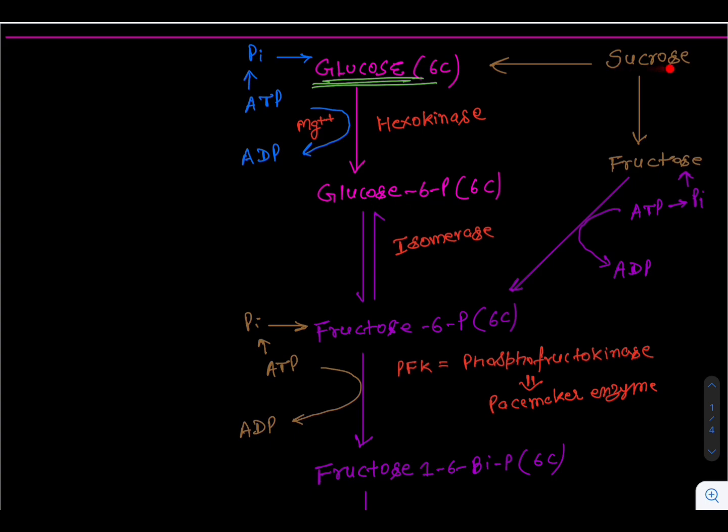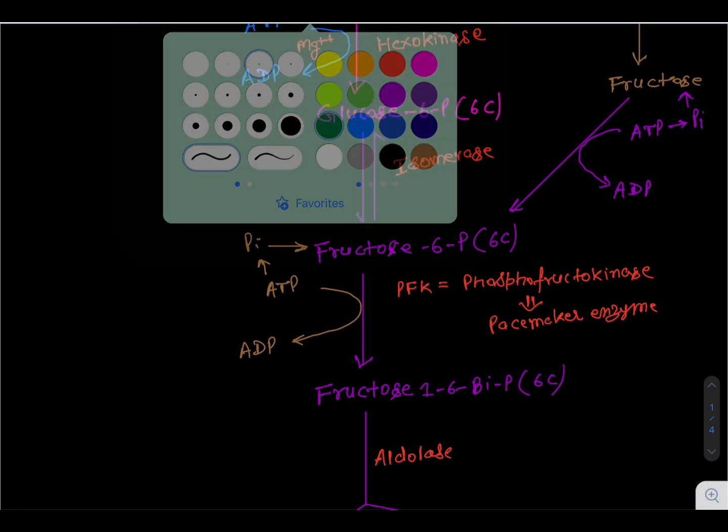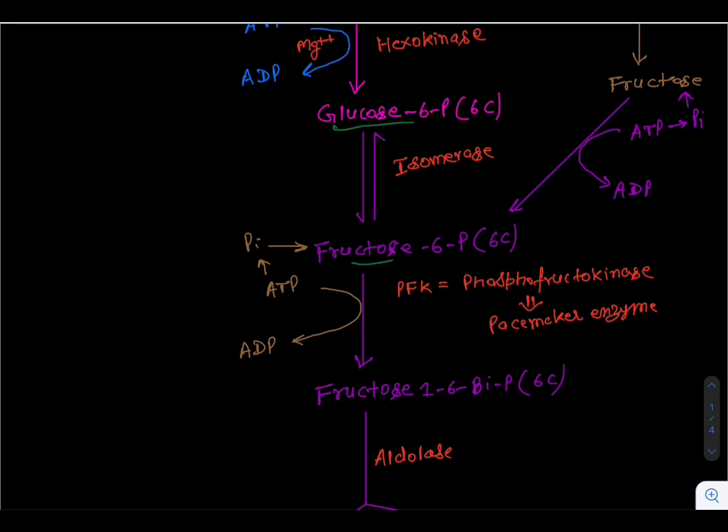In the case of the plant, sucrose can break into glucose and the glucose can enter into the glycolysis pathway. Sucrose also breaks into fructose and fructose also enters into the glycolysis pathway in between, right? So glucose 6-phosphate is formed over here. Now the glucose 6-phosphate will get isomerized into fructose 6-phosphate. Now one question comes: why are we isomerizing the glucose 6-phosphate into fructose 6-phosphate? What is the reason for that?